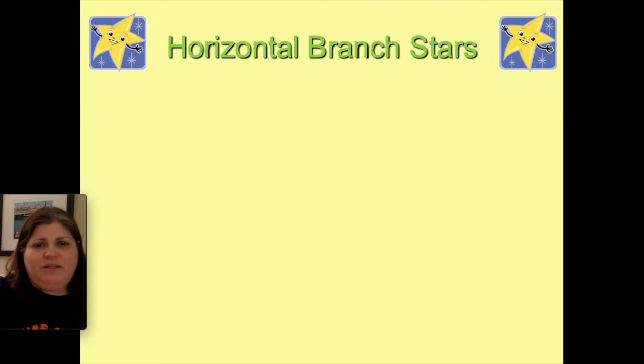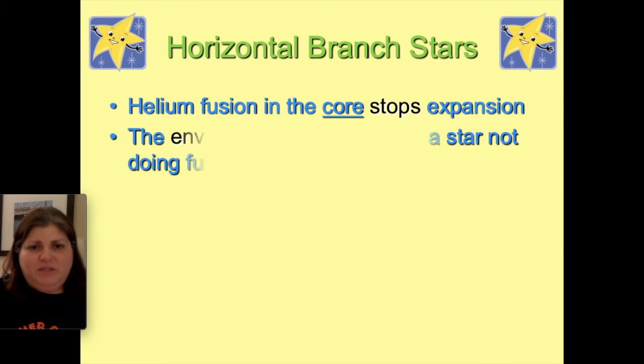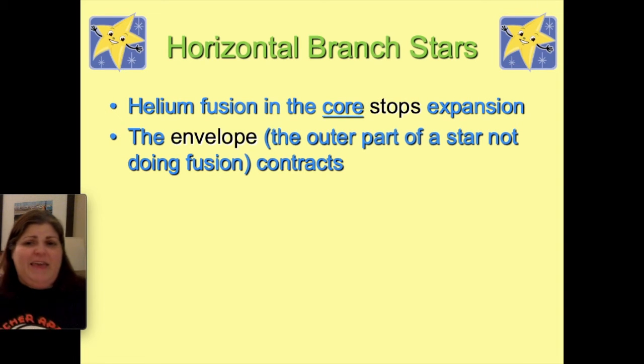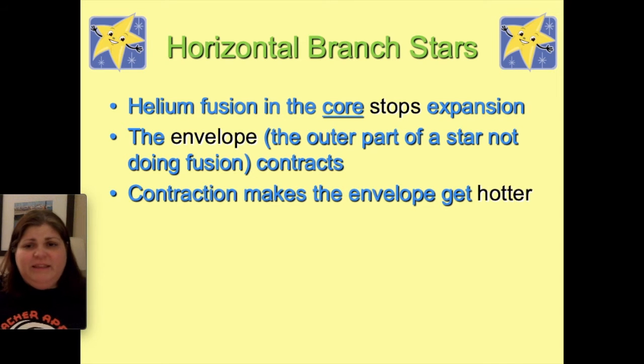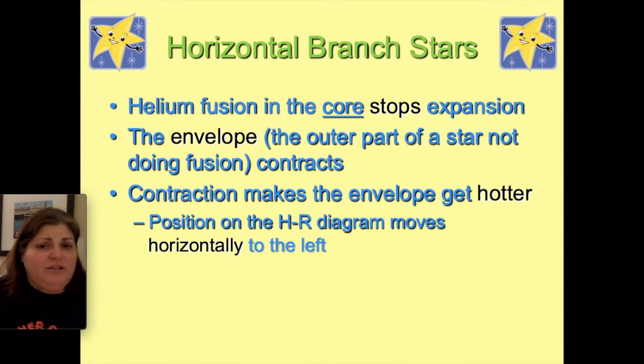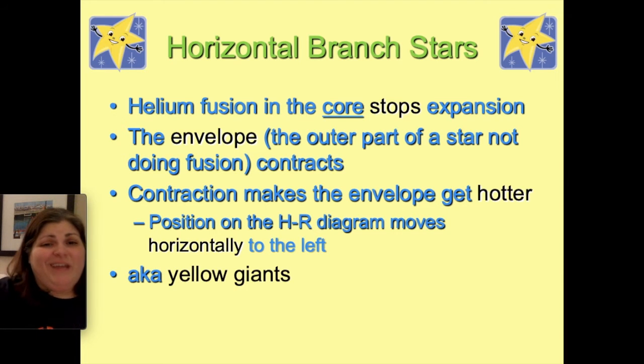The helium fusion in the core stops the expansion that was happening in the red giant stage, and the envelope starts to contract. That contraction leads to the envelope getting hotter. The envelope getting hotter then causes the star to change color from the cooler red to a hotter color like orange or yellow. Because it moves essentially from red over to yellow, basically horizontally, it doesn't increase in brightness all that much. We call it a horizontal branch star. Because it's yellow and it's still very large, sometimes we call it a yellow giant.